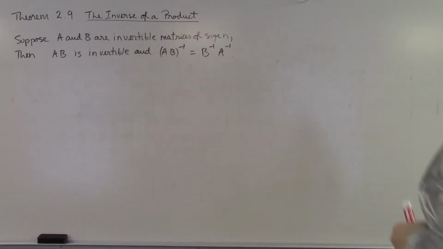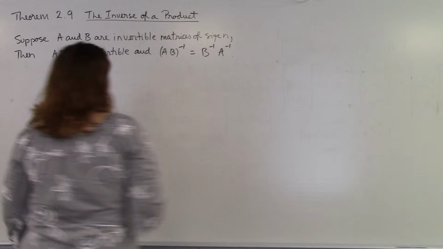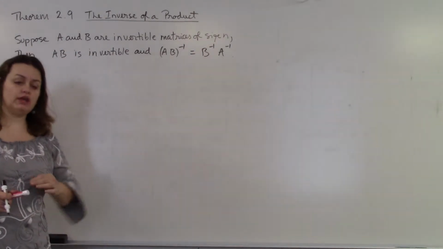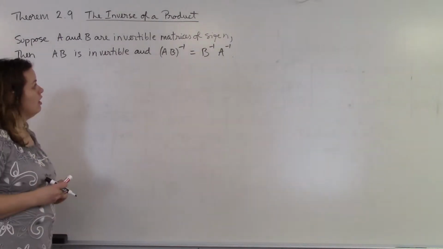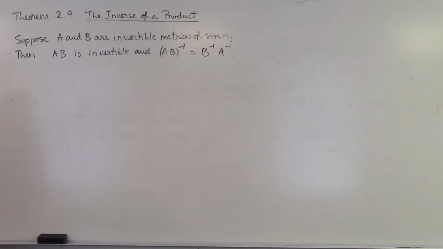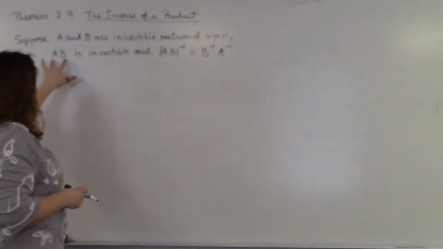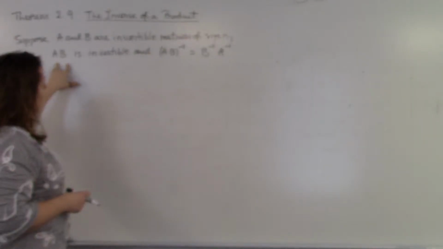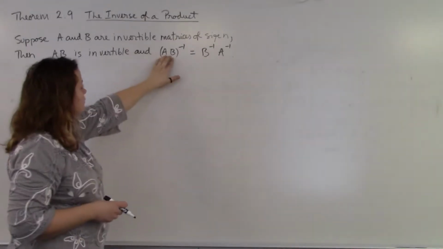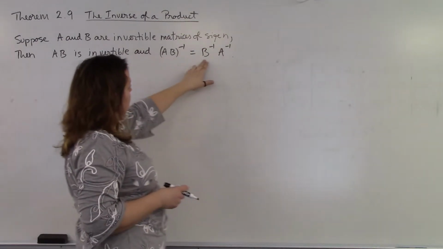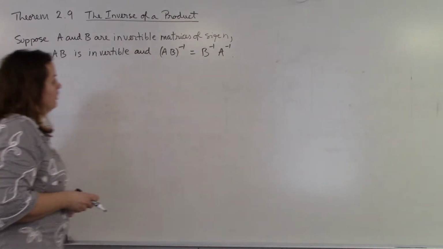All right, so Theorem 2.9 is a theorem that's used in the proof for Theorem 2.8. So the book has them a little bit reversed in order there. The inverse of a product theorem says that if A and B are invertible of size n, that means compatible for multiplication purposes, then A times B is invertible, and the inverse of A times B is B inverse times A inverse.